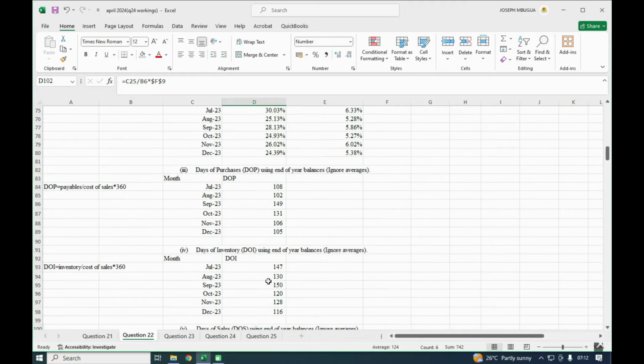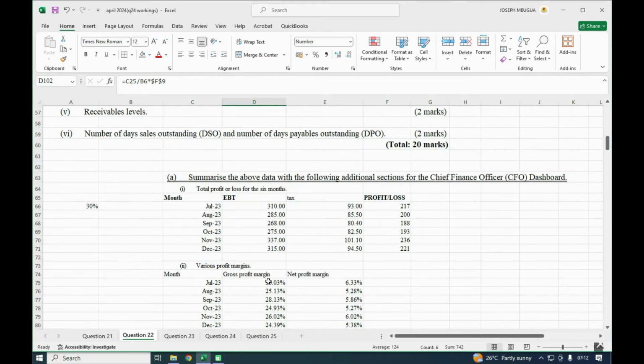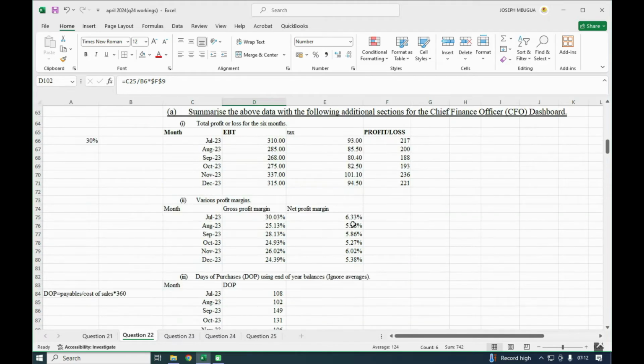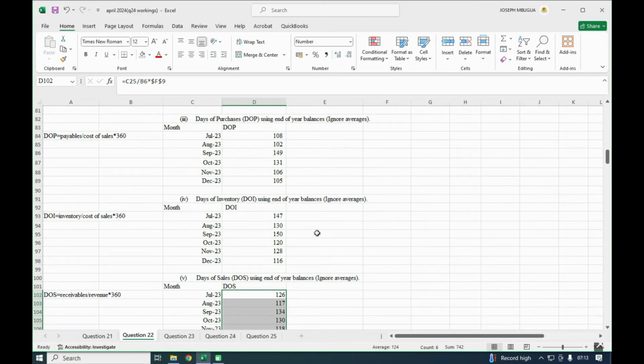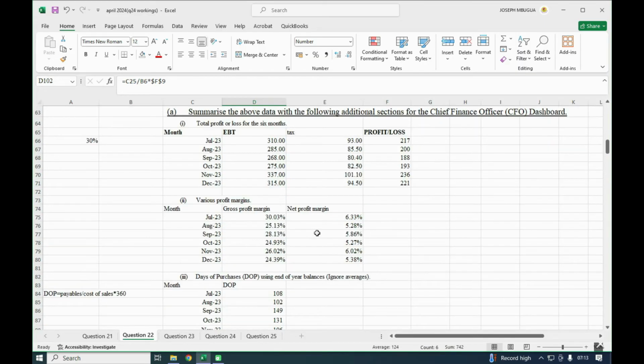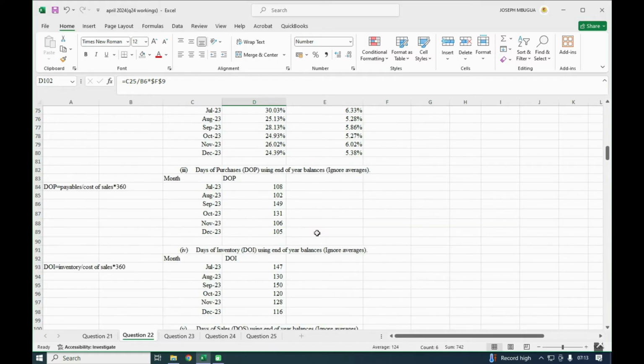So that was the first information that you are to calculate to appear as an additional section for the Chief Finance Officer dashboard. They just needed us to summarize the above data with the additional sections for the Chief Finance Officer dashboard. So this one will go now to the dashboard. But you're not supposed to prepare the dashboard at that particular point. You are only to show the information that will be included in the CFO dashboard.